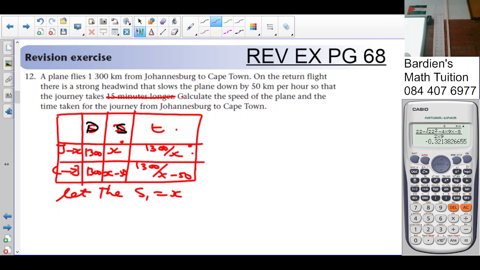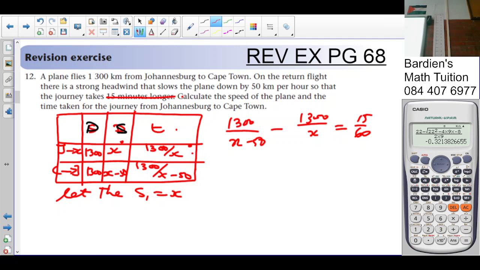Sorry? The second time is taking longer. So T2, which is 1,300 over x minus 50 minus 1,300 over x. We must see which time is longer. Why? Because otherwise it's going to go into a negative on the other side. You understand? That gives you 15 minutes, so 15 over 60.